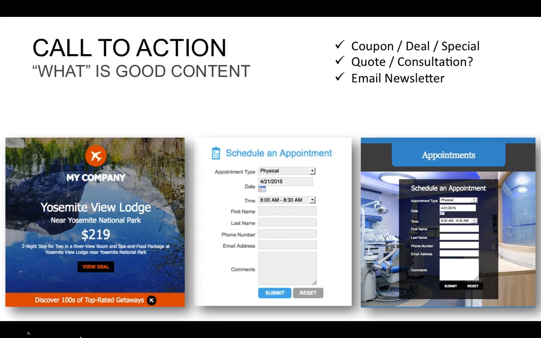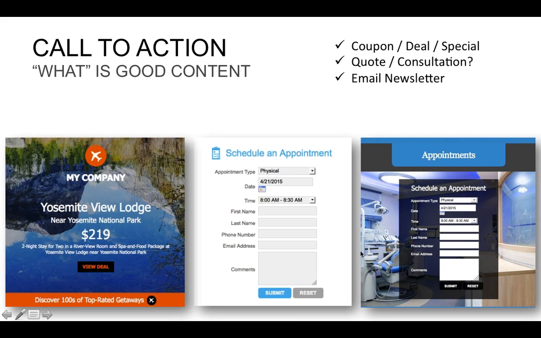You can ask people if they want to join your newsletter or if they want more information or if they want to see the plan. You can actually schedule physical appointments with people using the appointment setting widget.